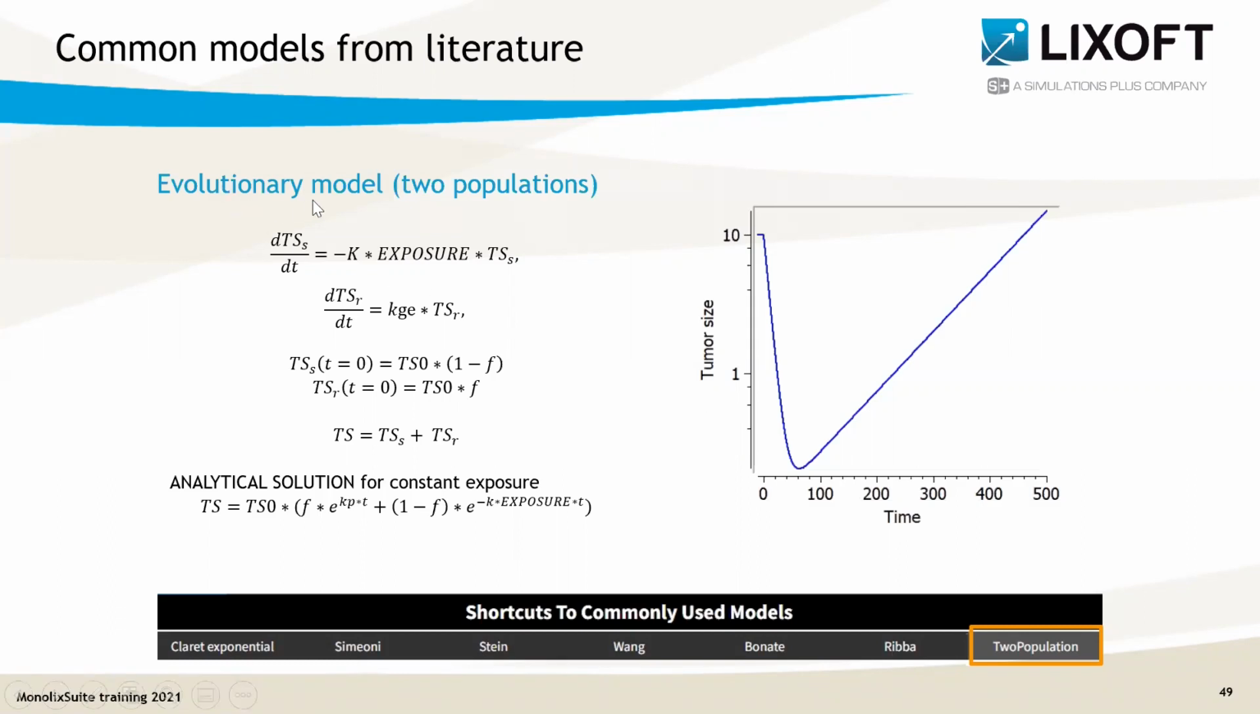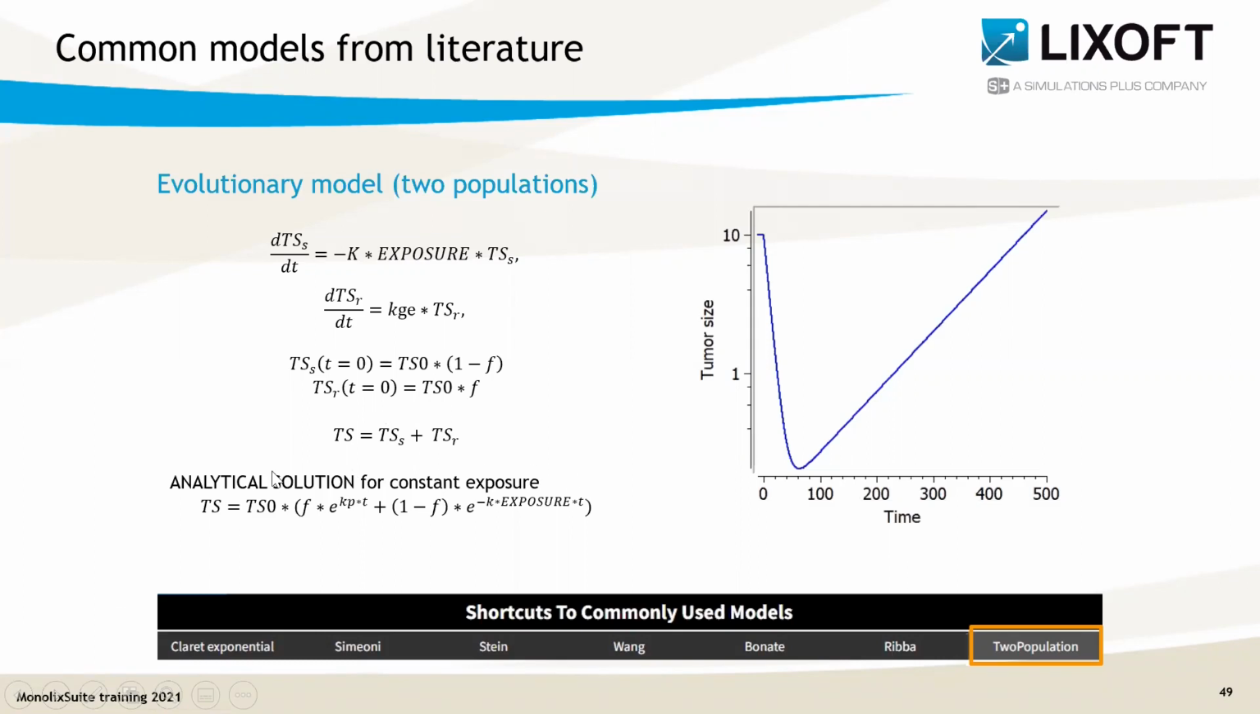So first, the evolutionary model of 2 populations that is available as the last option in the shortcut in the library is an even simpler version than the one I have shown before, with only growth of the resistant population and only killing of the sensitive population.